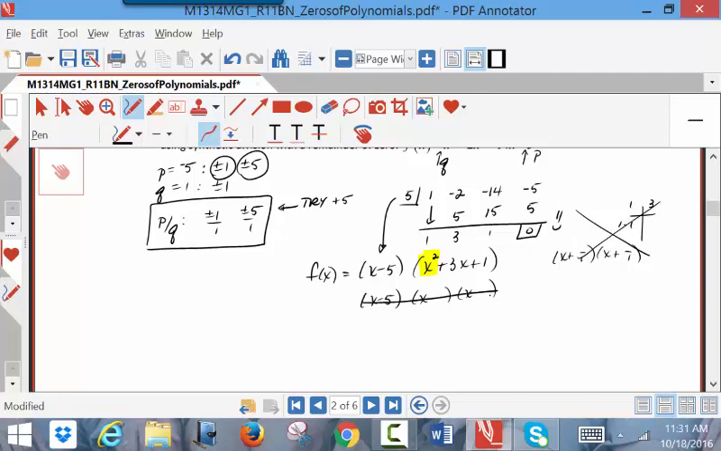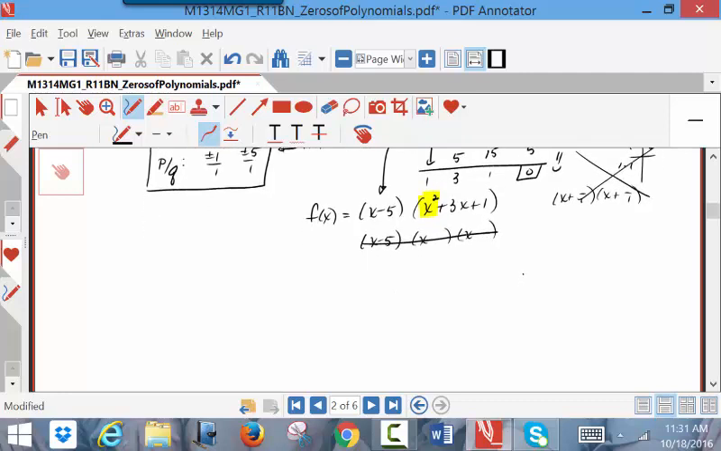Okay, so I'm supposed to be doing what? I'm supposed to be getting actual zeros. And actual zeros are where I set each of these factors equal to 0. Well, I've got the 5 here, which we already knew through synthetic division that one worked. But what in the world do I do with the x squared plus 3x plus 1?